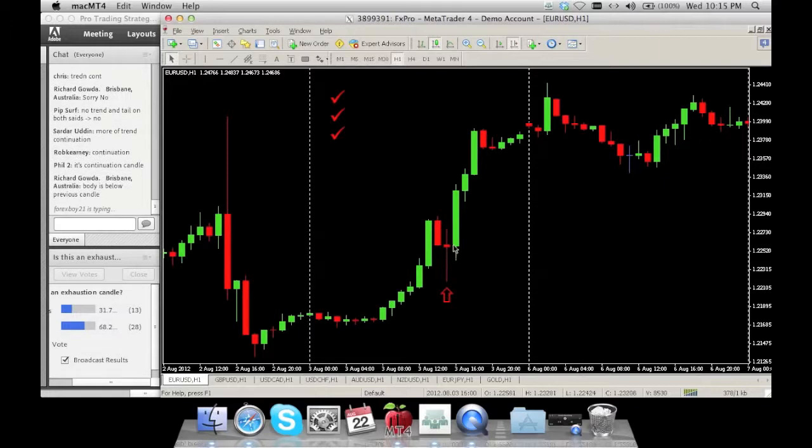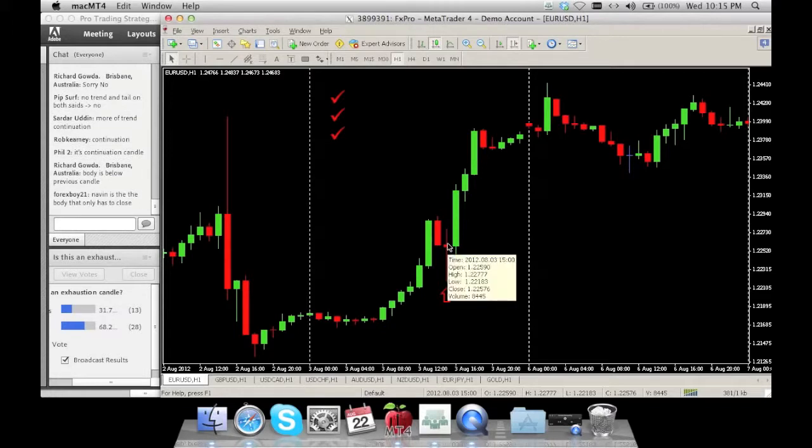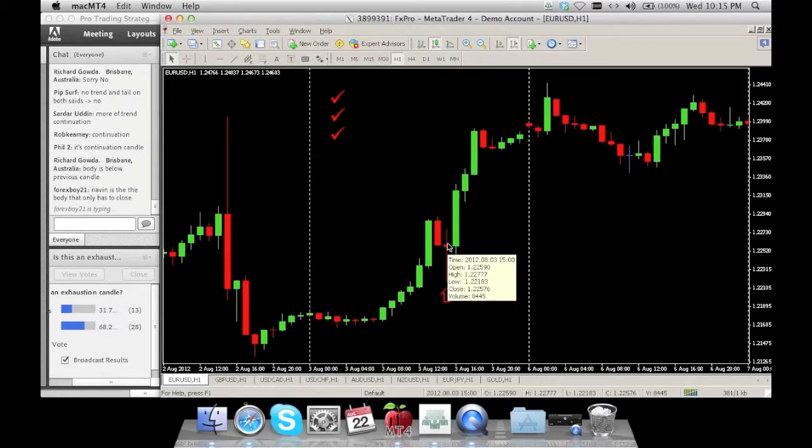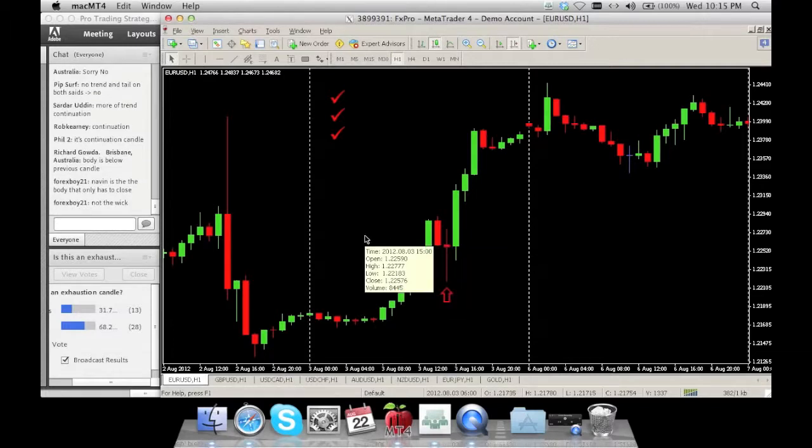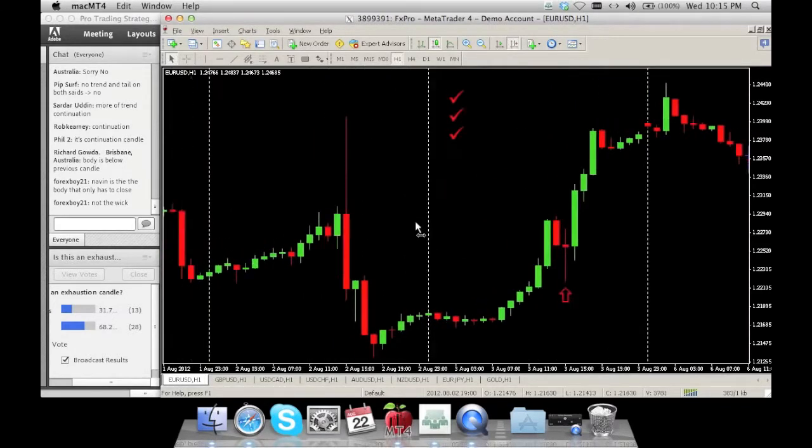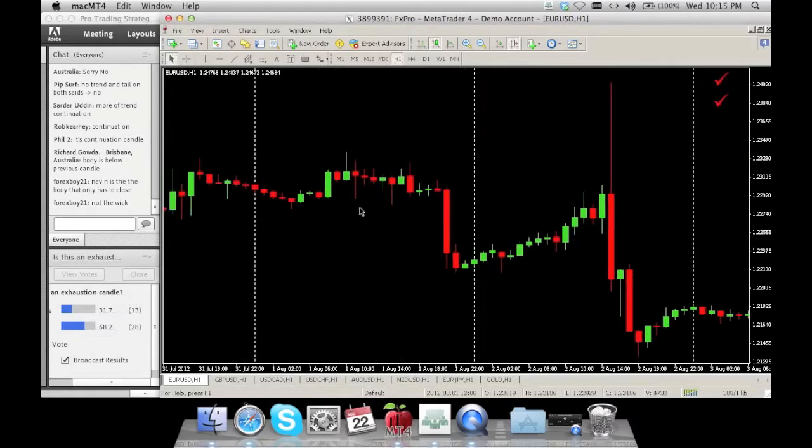Second thing, take a look at how big the body is, and look at the tail on the other side. Look how big that is. Even though we have a big tail on the bottom, there's a big tail on top as well. That means indecision. When you have decent sized tails on both sides, it means indecision. So that would be a no for the exhaustion.